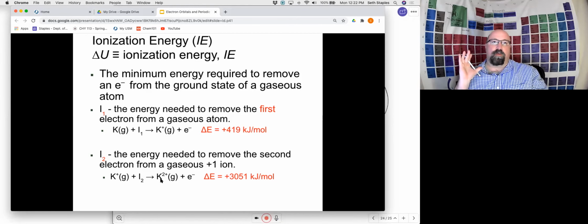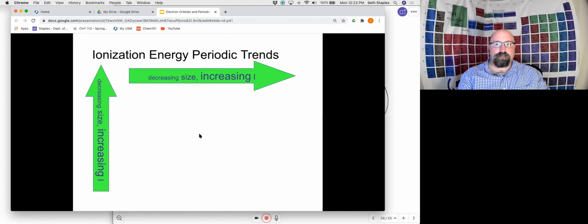For instance, with coming up with chemical equations and whatnot, you're never going to have to worry about a K2+ ion. But we do talk about it here in terms of the energy that's involved in removing some of these electrons. You'll see there's a big jump in energy there. It takes a lot more to remove the second than it does the first, and we'll talk about why.